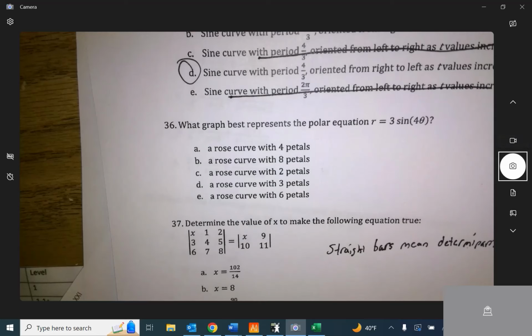Alright, so finally finishing this test this morning. Everything goes right. 36, which graph represents the polar equation r equals 3 sin 4 theta? That should be B, but let's check it.